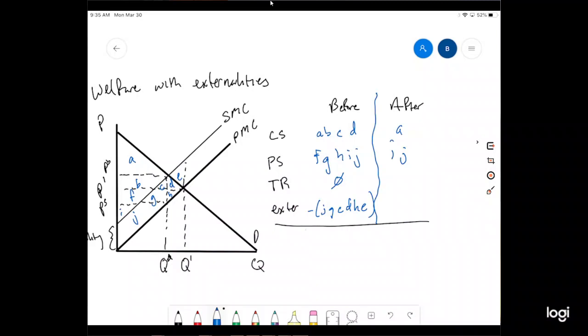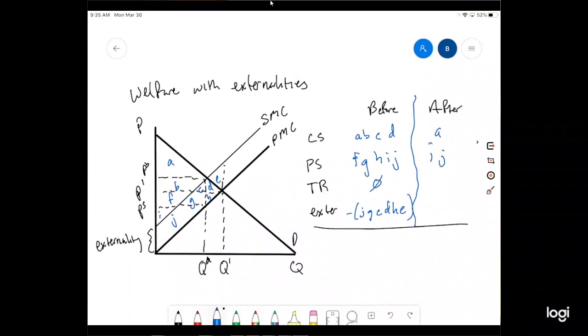The government revenue after the tax is going to be the wedge. So let's put the tax on here. So the tax is this area here. So it's going to be the wedge between the prices the buyers are paying and the prices the sellers are receiving, all the way up to Q star. So that's going to be B, C, F, and G.